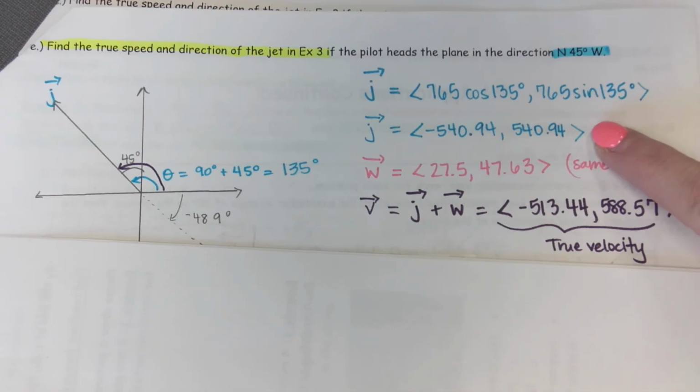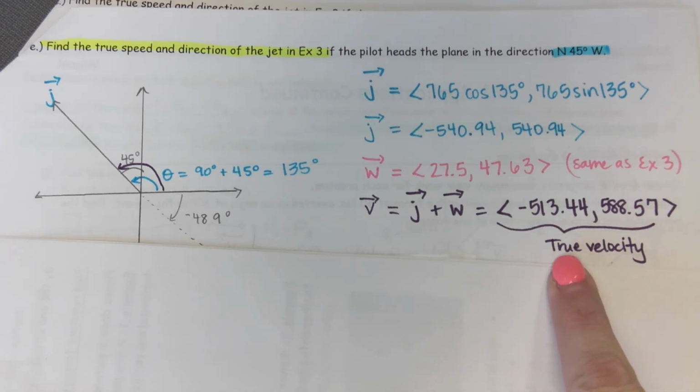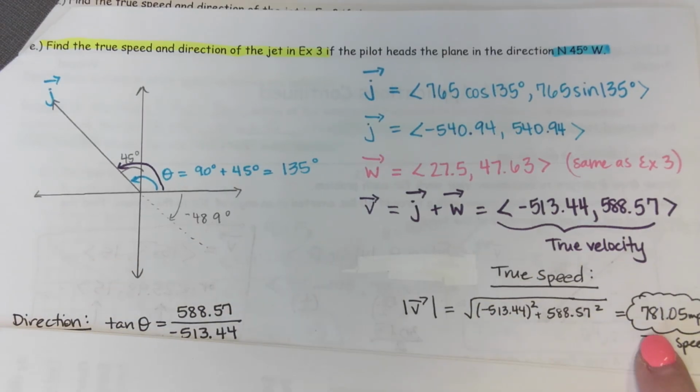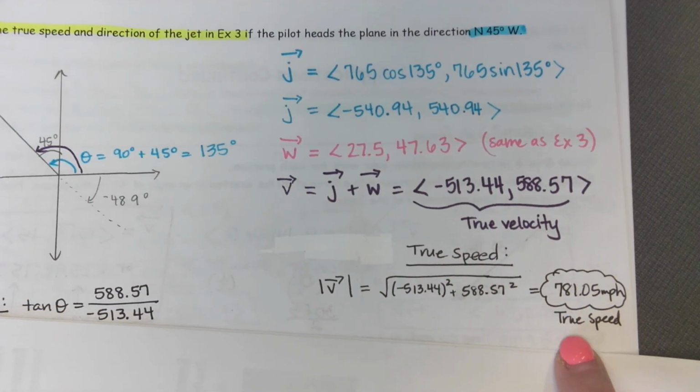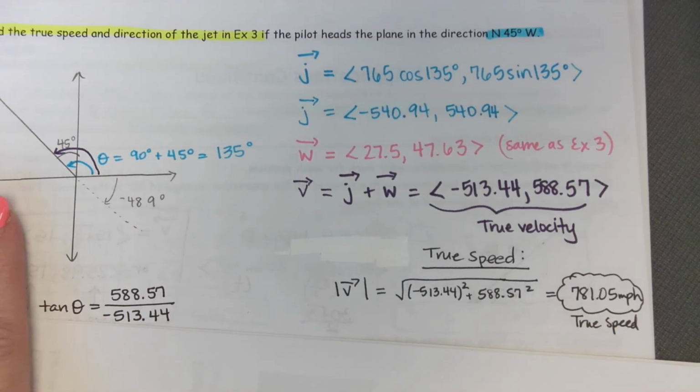To find the true speed, you have to have the true velocity vector. So your wind is the same. Then when you add them together, this is your true velocity. Now to find the true speed, what do you do? Yep, you take the magnitude of the true velocity. So your true speed is 781.05 miles per hour. Thumbs up if you got that.